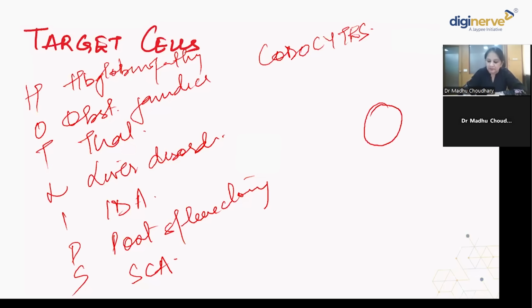Target cell, how will it appear? As a dark condensed area, a target, a bullseye. That is what a target cell is. And why is it so? It is because of the altered membrane surface area ratio to hemoglobin content. Your hemoglobin content reduces and the surface area increases. That is the mechanism for formation of a target cell, right?